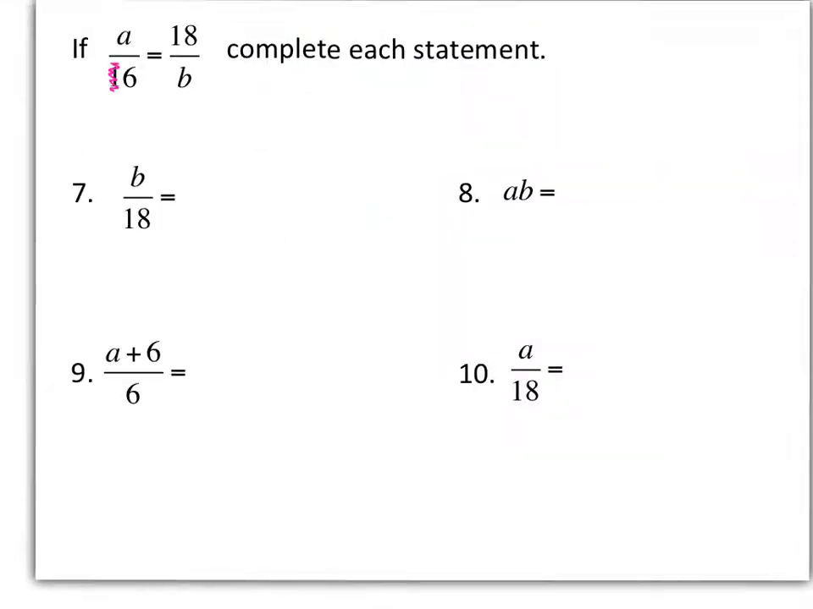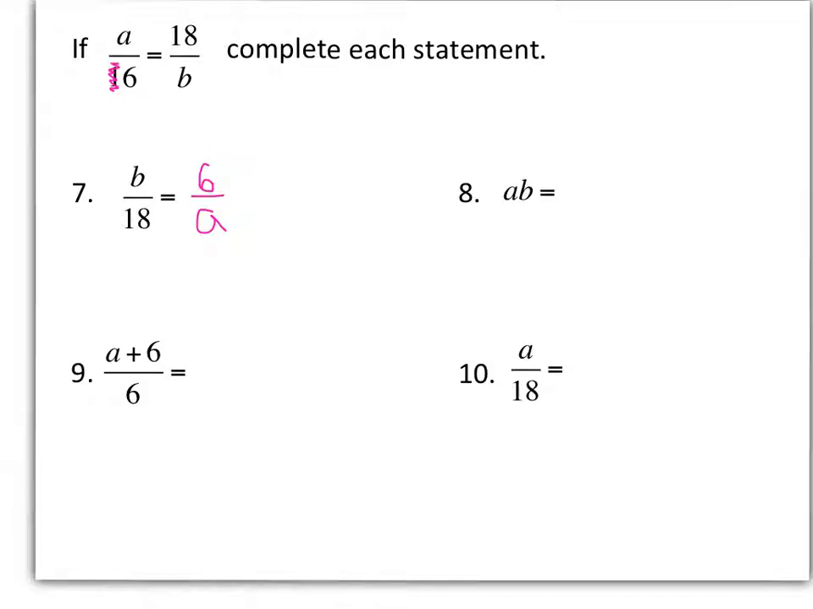In the next examples, we're going to complete each statement. So it says A is to 6 as 18 is to B. So in number 7, we have B is to 18. So notice we took our second ratio first and we flipped it. So then that means I need to flip my first ratio. So this would be as 6 is to A.